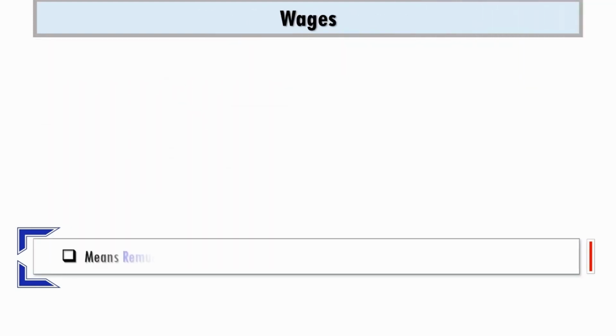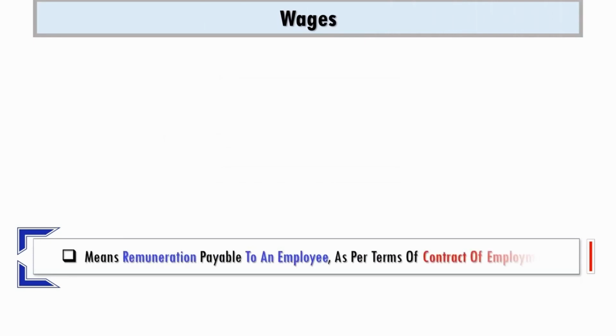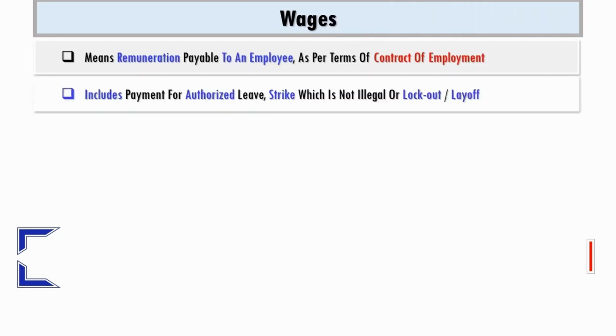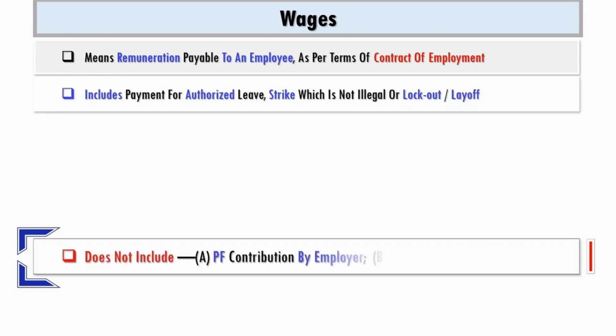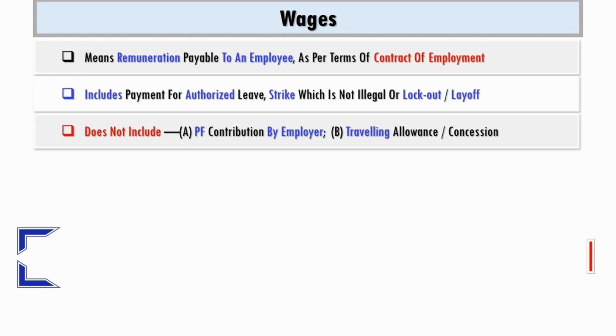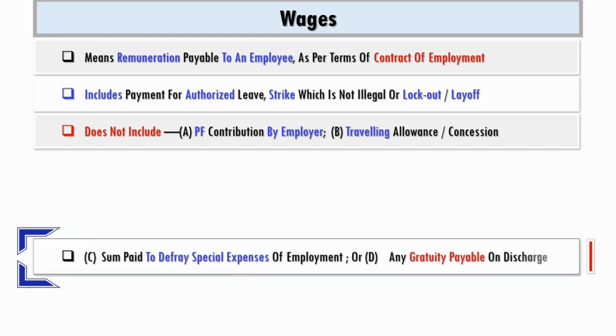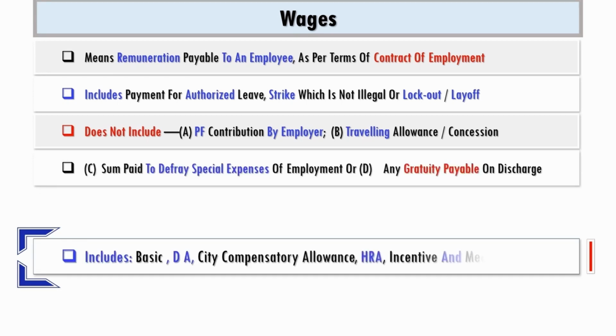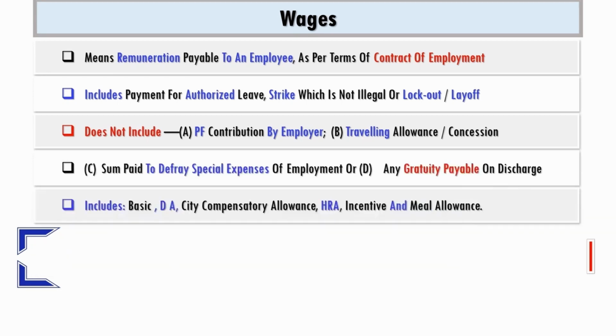The concept of wages means remuneration payable to an employee as per contract. It includes even payment for leave, strike period, lockout or layoff, but it doesn't include any PF contribution by employer, traveling concession or traveling allowance, and any reimbursements of expenses and gratuity payable on discharge. Briefly, it includes basic, DA, CCA, HRA, incentive and any allowances.